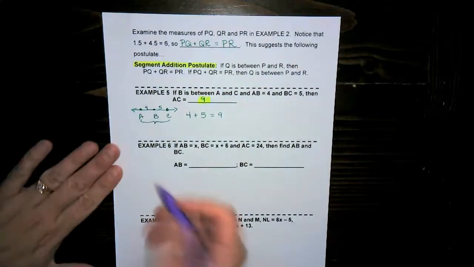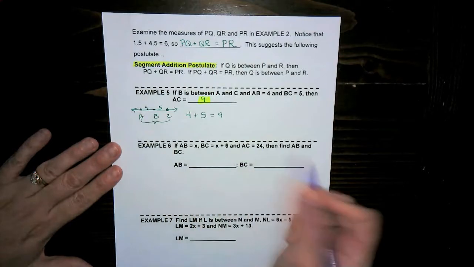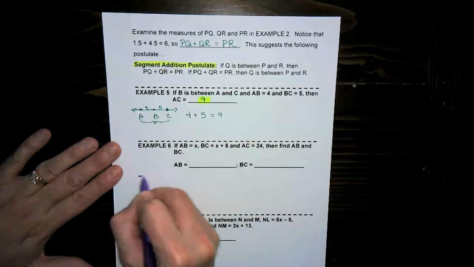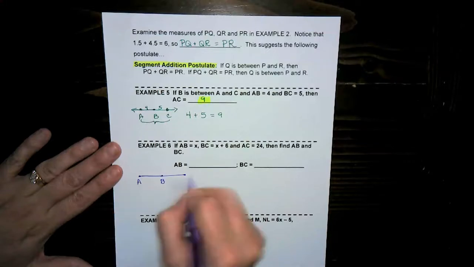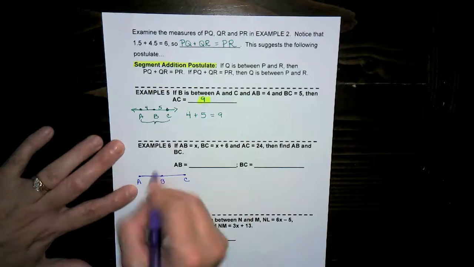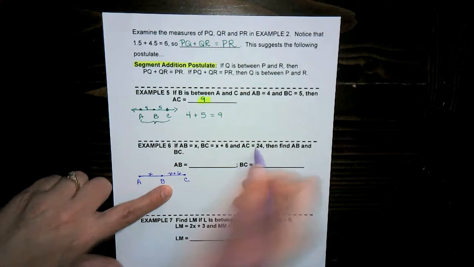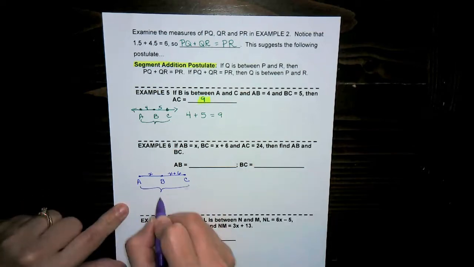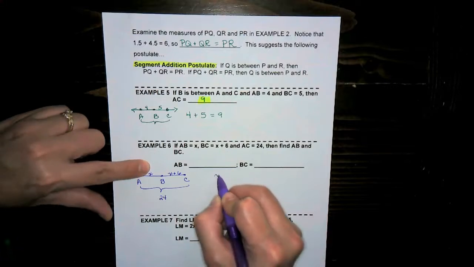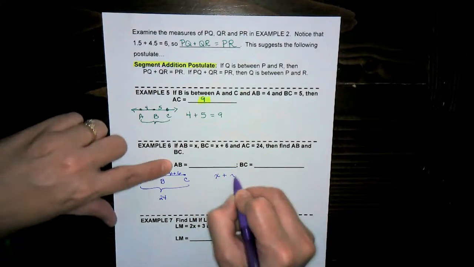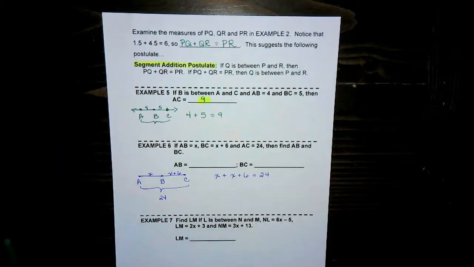Okay. So look at 6. If AB is X, BC is X plus 6, and AC is 24. Okay. So let's draw that picture again so I can label it now with these pieces of information. So A, B, C. Okay. So AB is X and BC is X plus 6. And then AC, all of this is 24. Okay, so let's write an equation. I'm going to say, okay, AB, which is X, plus BC, which is X plus 6, has to equal the whole thing, which is 24.